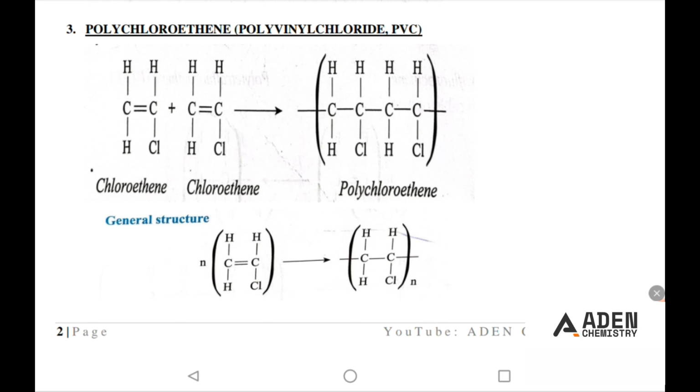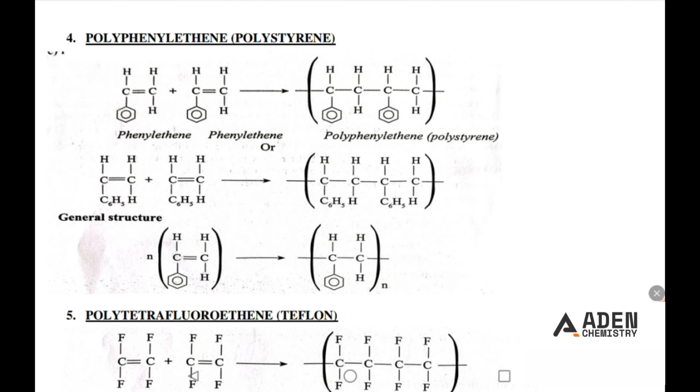Like if you are talking about 150 of a chloroethene, we put 150. Then we are going to put 150 down there. So next, let's proceed to example number 4. We are having polyvinyl ethene, also known as polystyrene. So the monomer here is phenyl ethene.